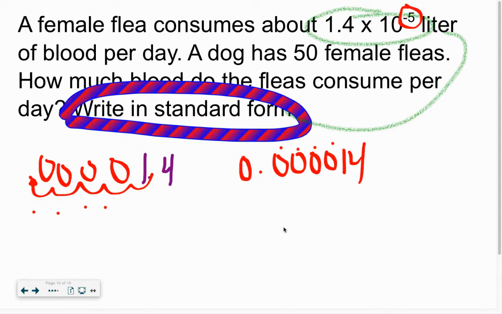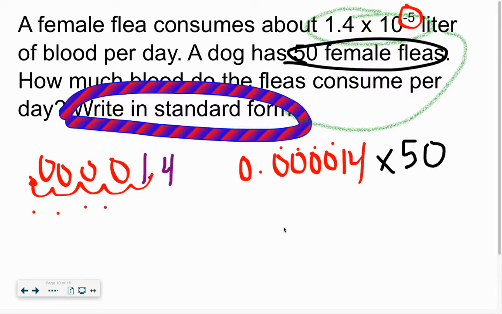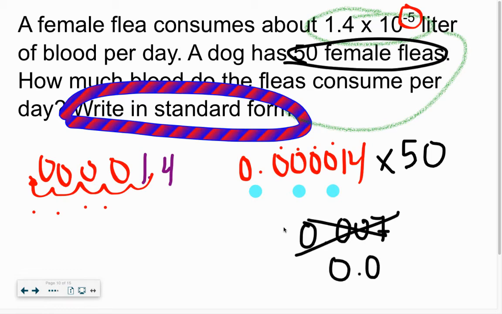Good. And again, we've got 50 fleas, so if they each consume this much, we're going to take that number we've got right here times the 50 fleas. So grab your handy-dandy calculator, type that in, and that's where you'll get that answer that we can leave in standard form, because they said we could. Again, count very carefully. If you miss a zero, so sad, you're close. Make sure you get all those zeros in there.